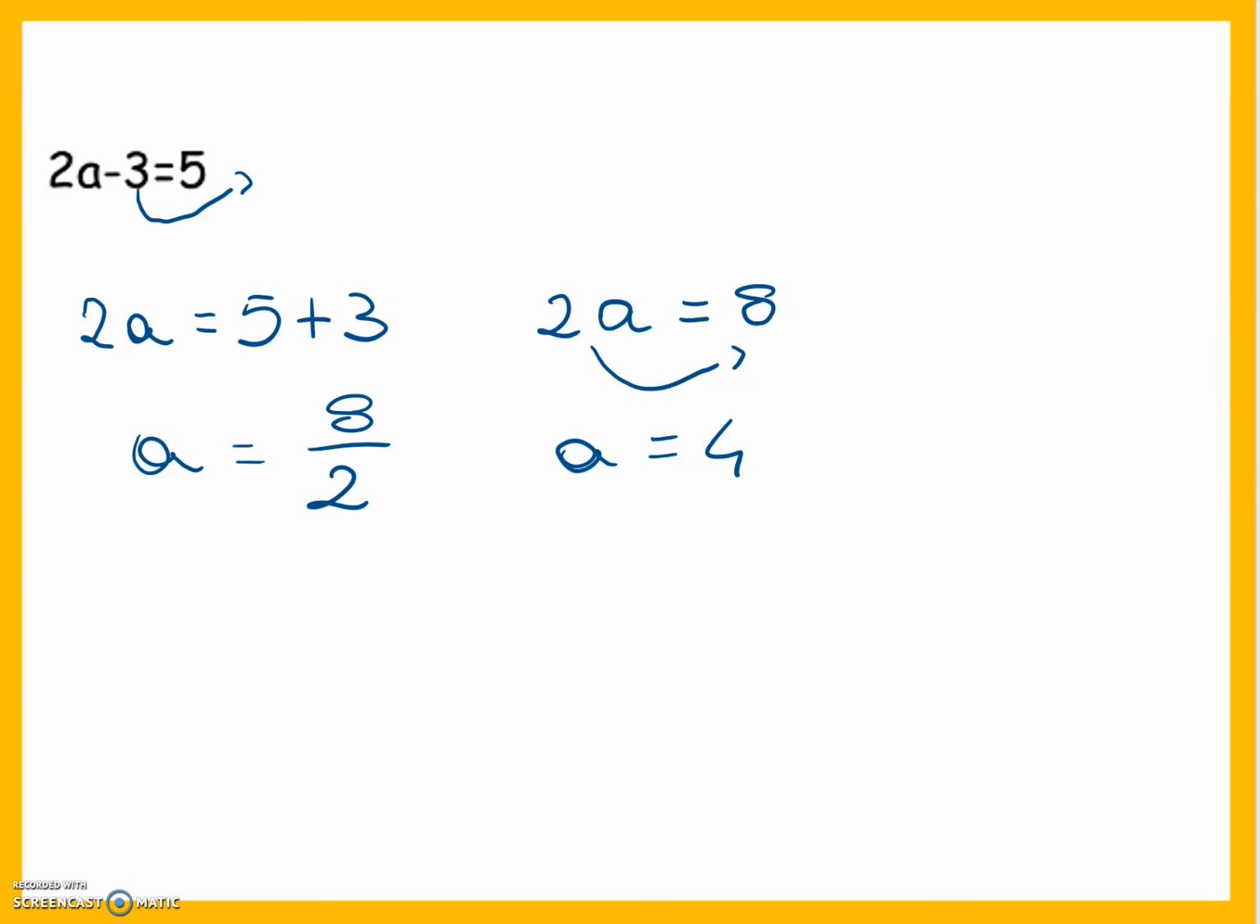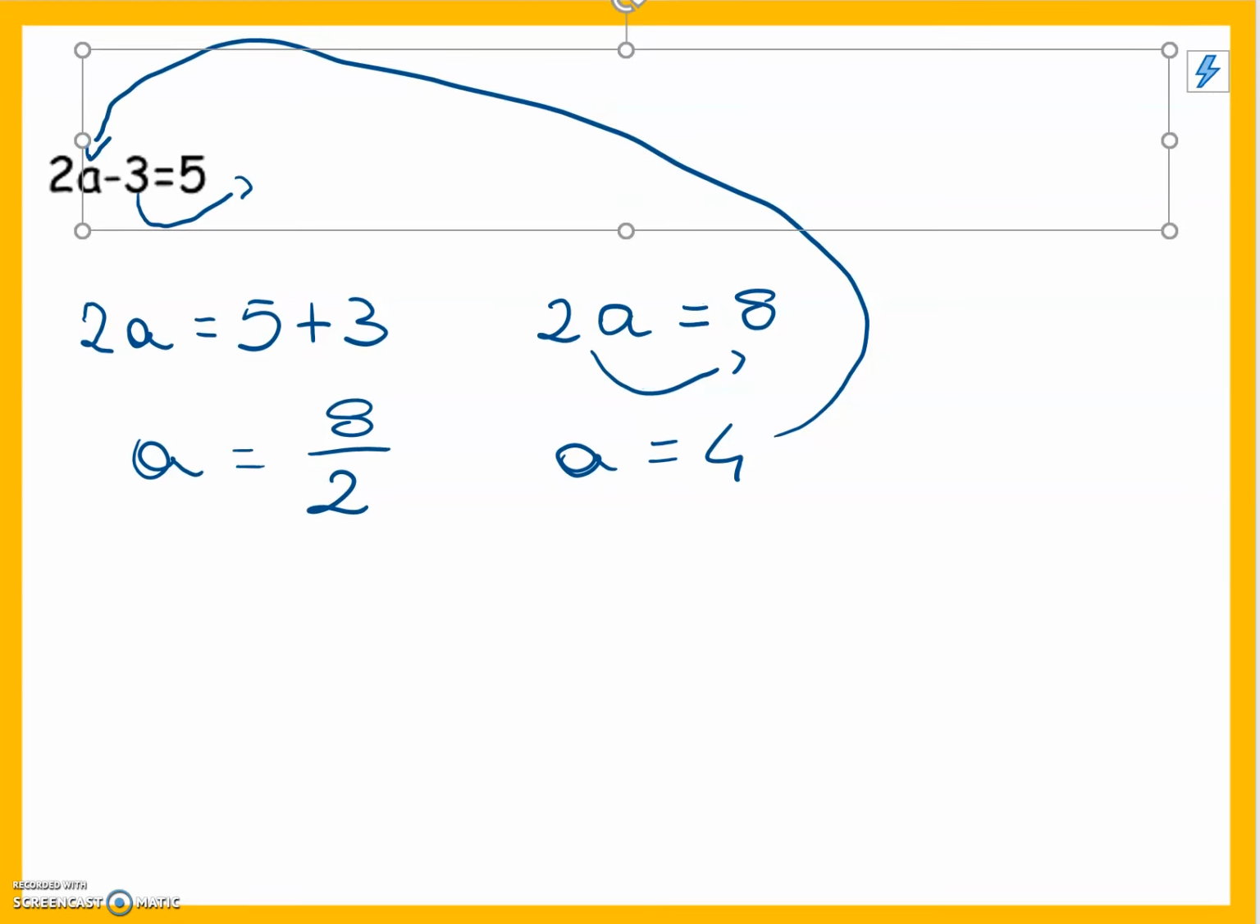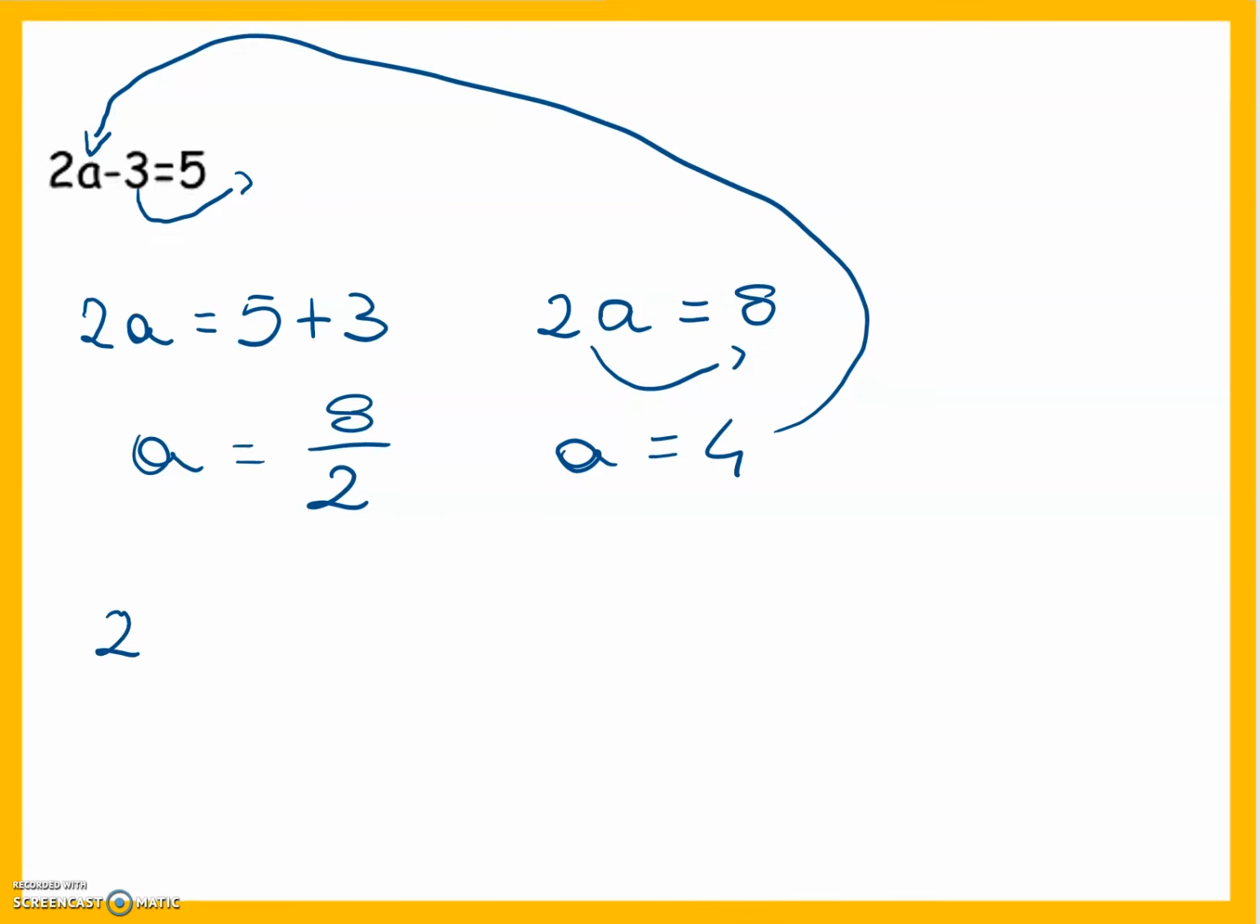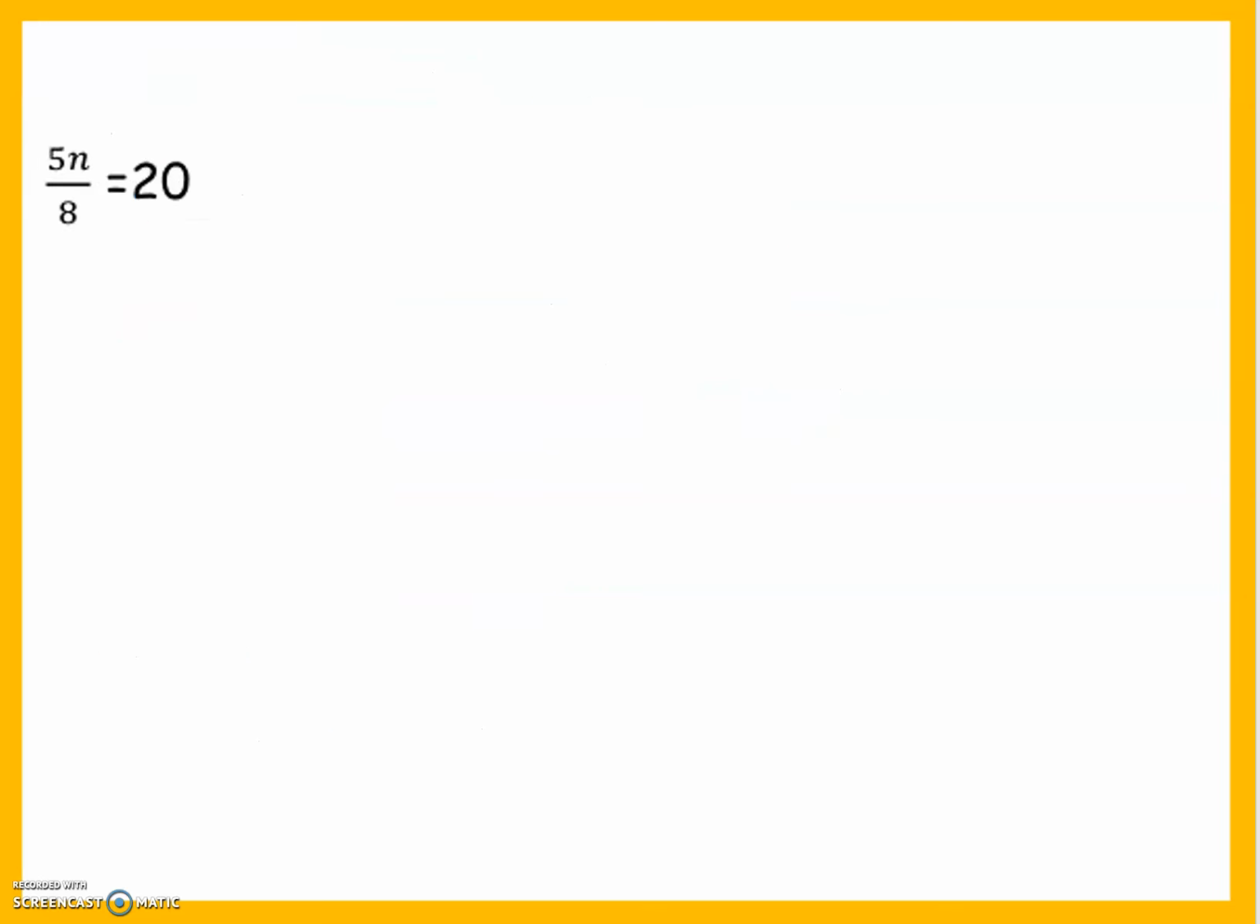And if I want to see if my equation is correct, I'm going to put the answer that I found in the a, and I have 2 times 4 minus 3 equal to 5. 2 times 4 is 8, minus 3 equal to 5. 5 equal to 5. And this equation was correct. Okay, since practice makes perfect, let's try another example.